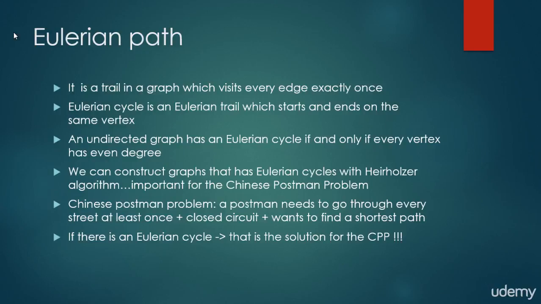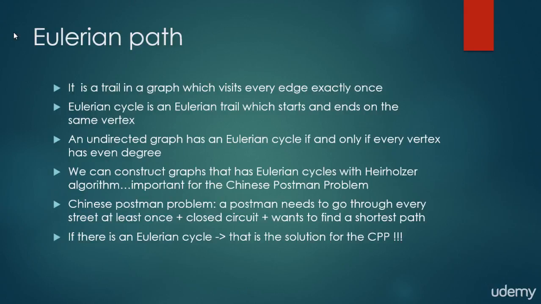And we can construct graphs that have an Eulerian cycle with the Hierholzer algorithm. And it's very important for the Chinese postman problem. What is this problem? A postman needs to go through every street at least once, and he wants to make the circuit closed and wants to find the shortest path, of course. And it has lots of applications. And if there is an Eulerian cycle, there's a solution for the Chinese postman problem. So these are the main problems.